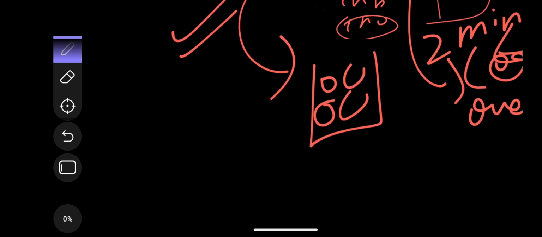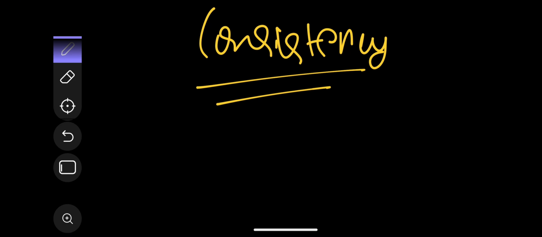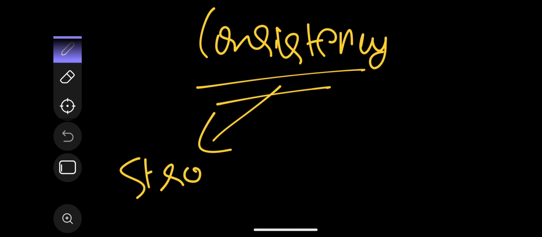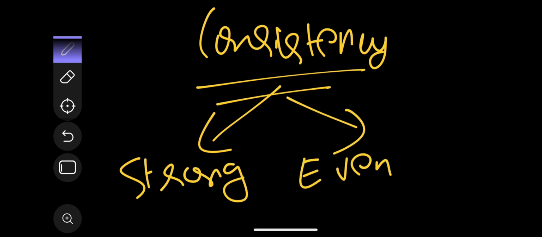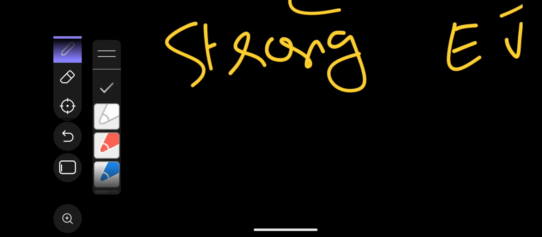So I think we are done with almost everything. Let's look at consistency at the very end. There are two types of consistency basically. The first is strong, and the second is eventual. Now let's look at how they are different.